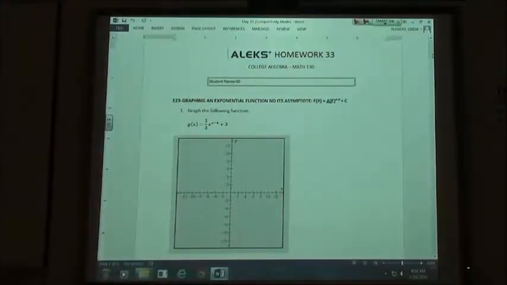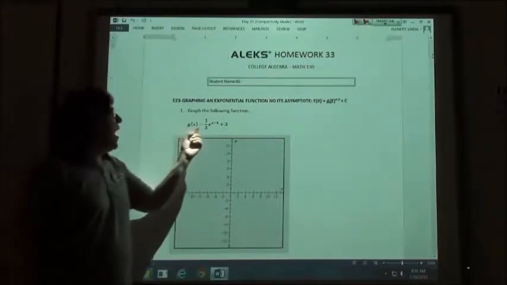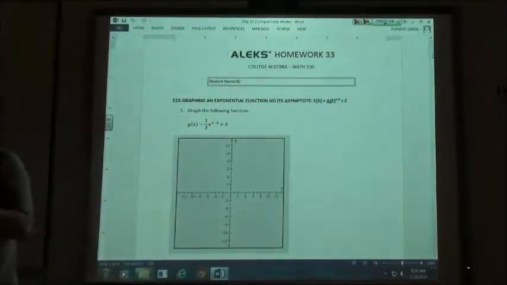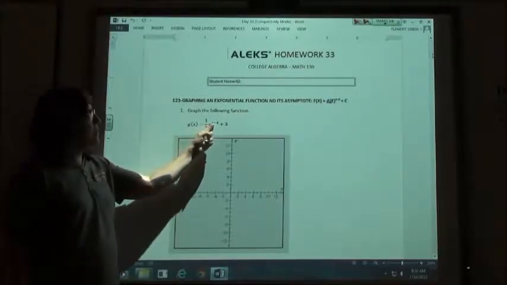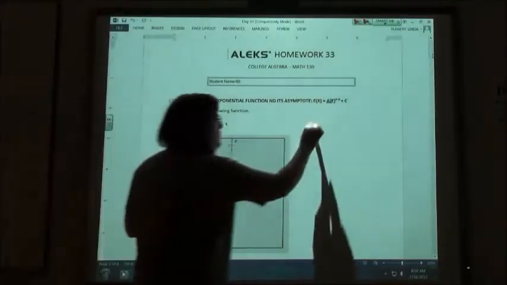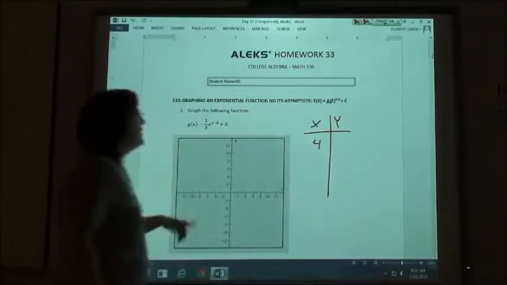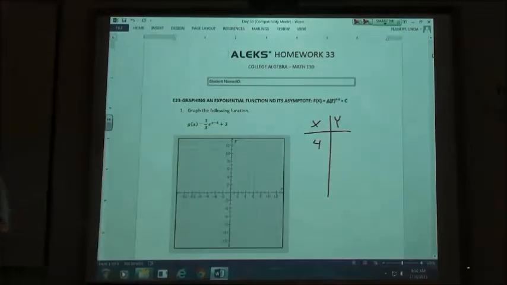So on homework 33, we're starting out graphing an exponential function and its asymptote. On these ones here, they are going to have a horizontal and vertical shift to them. So first thing we're going to do is, if we made this 0, our x value is going to be 4 up there.